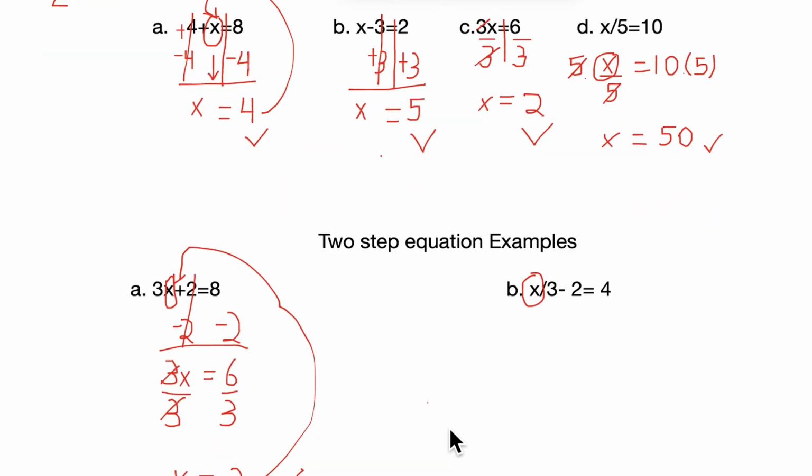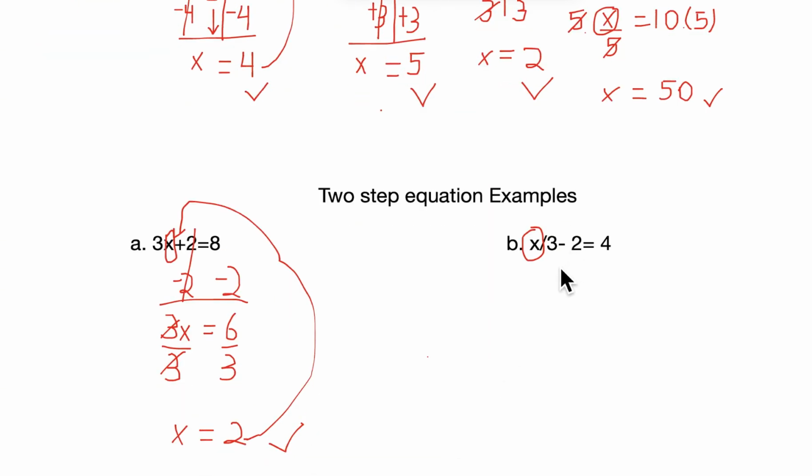We have minus 2. The only way to get rid of minus 2 is adding plus 2, adding its opposite, right, on both sides. One is before the equal sign and other is after the equal sign. Okay, then I get x divided by 3 equal 6. 4 plus 2 is 6. The minus 2 and 2 cancel already.